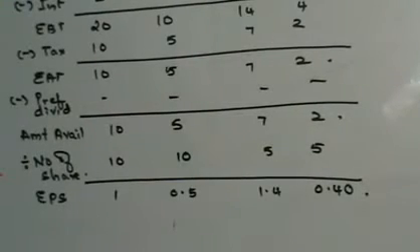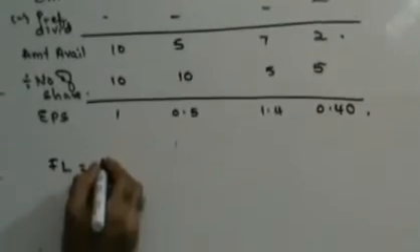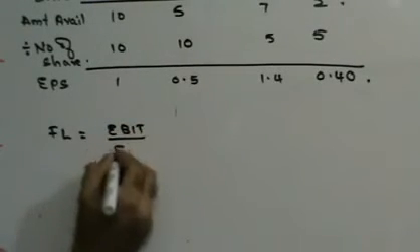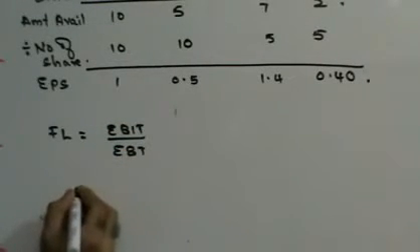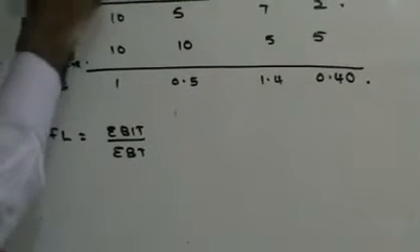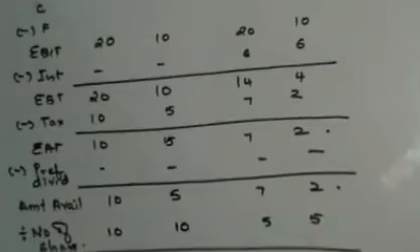Now, once you have this, they've asked you to calculate, guys, financial leverage. Financial leverage is nothing but EBIT upon EBT. In the case of, this is your EBIT is 20 upon EBT. Now in the case of Solid Limited at the rate of 20%, it will be 20 upon 20, that is 1.